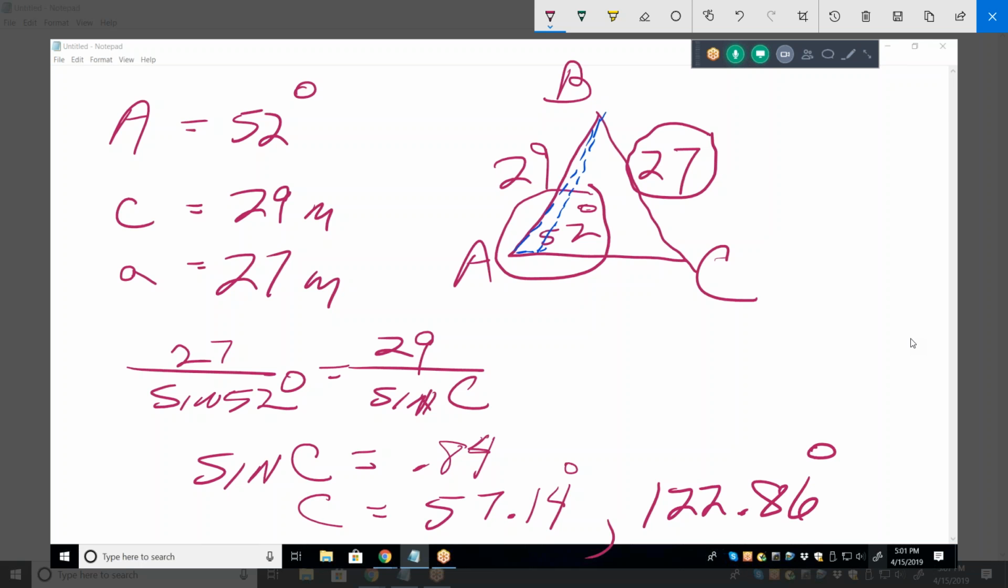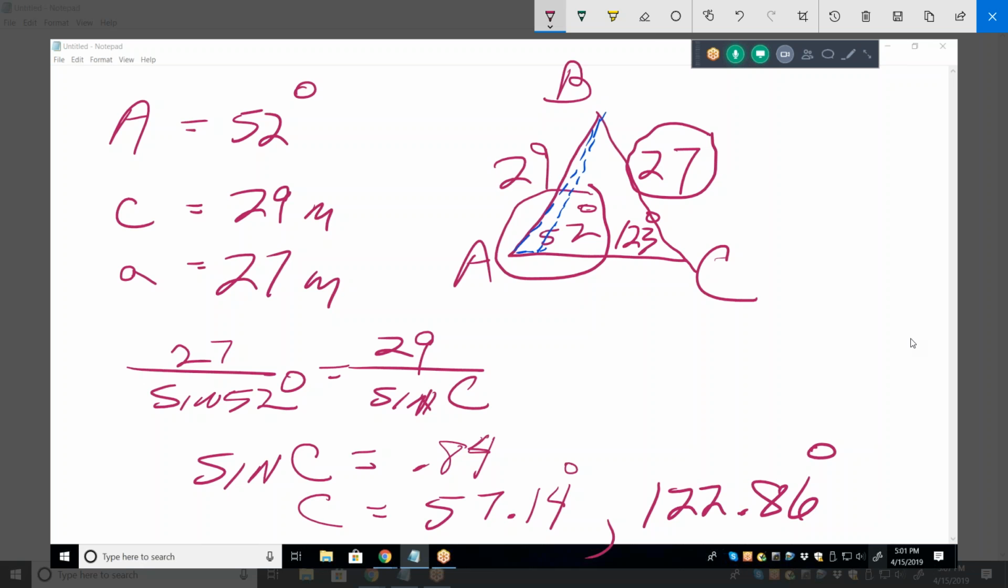Now, here's the thing. At this point, you have to try to figure out if both of those answers are possible. We can certainly have a 57-degree angle at C. Can we have a 123-degree angle at C? Yes, as long as the sum of the three angles do not exceed 180. Well, this totals 175. Okay. So what that means is the following.